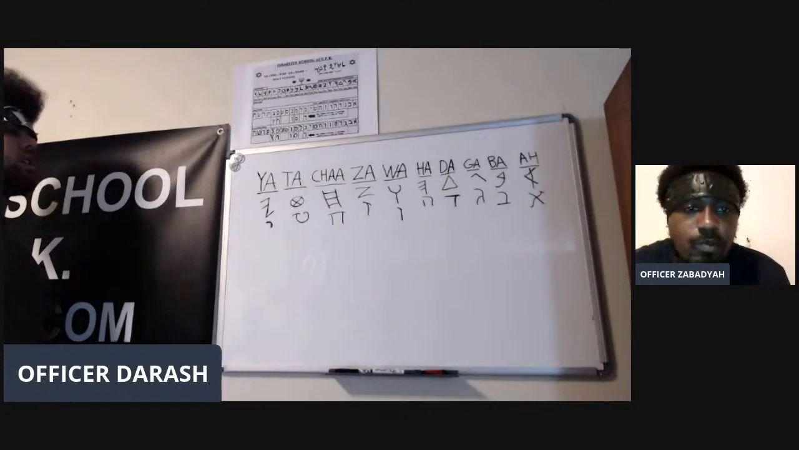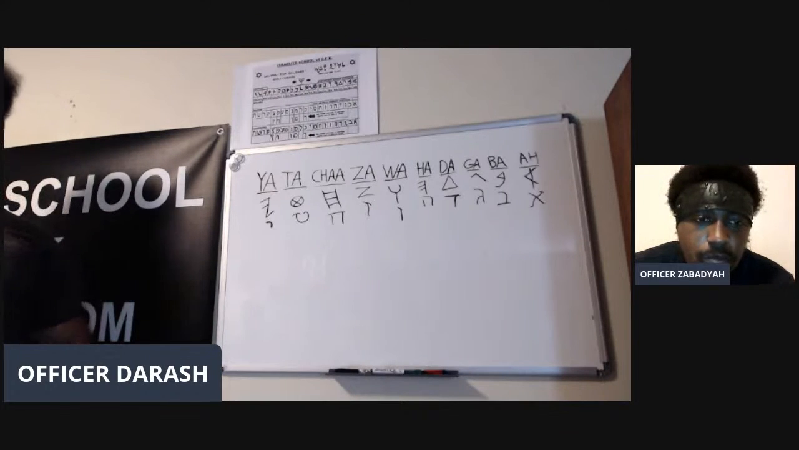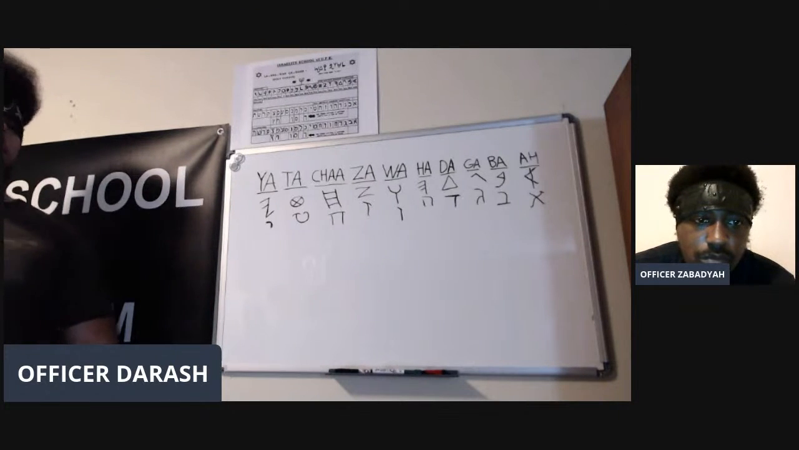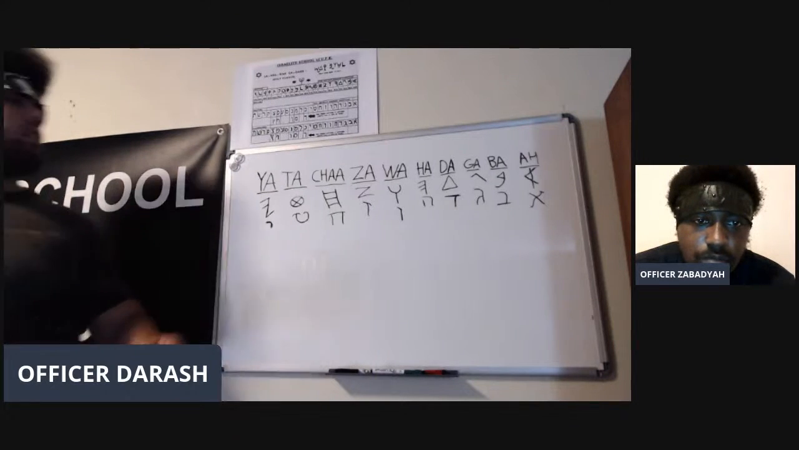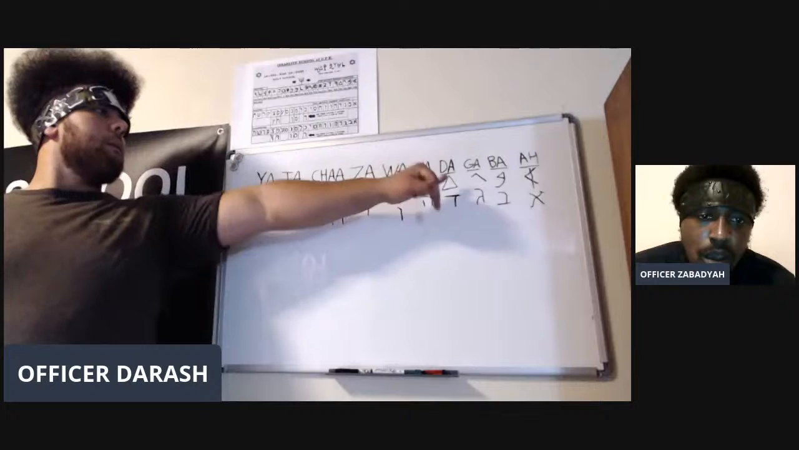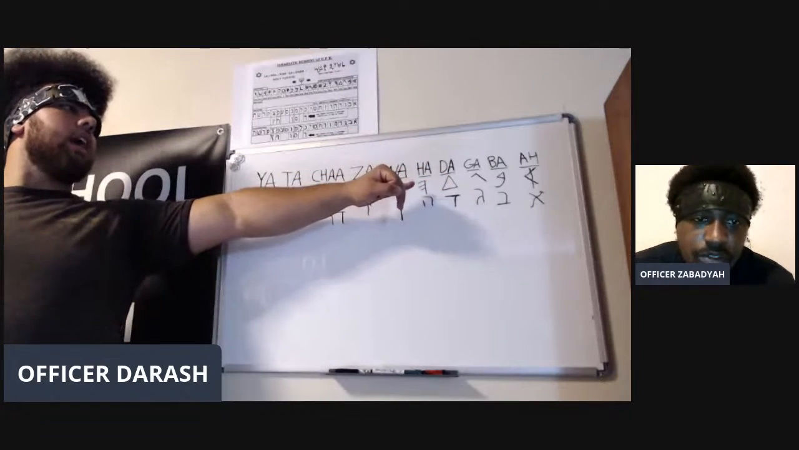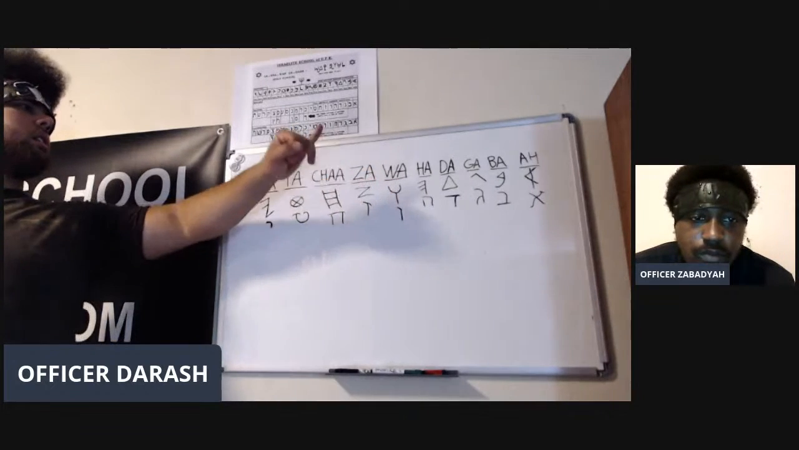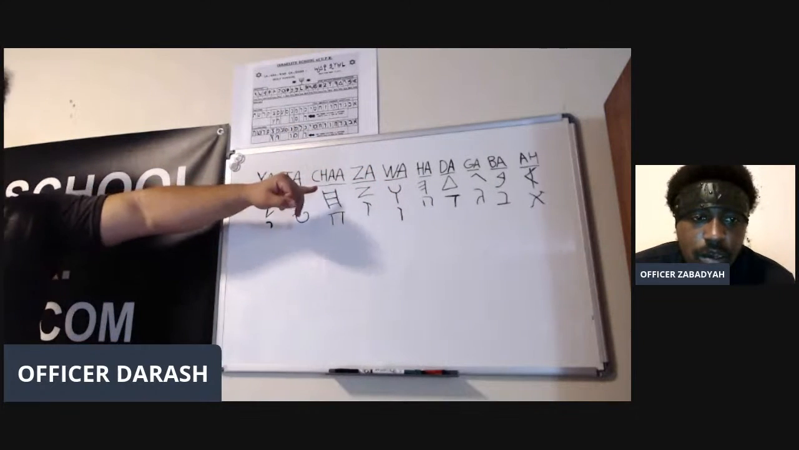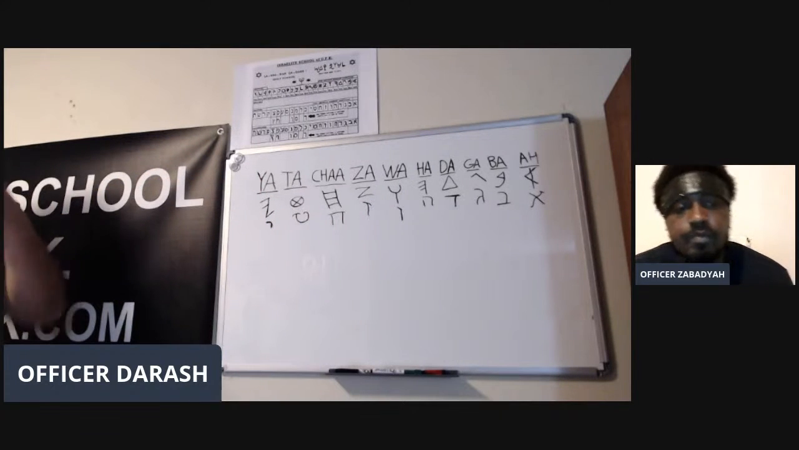All right. Before we move on, we're going to get everybody to pronounce the alphabet, the Lashawan Qadash, together. So repeat after me. Ba. Wa. Da. Ha. Wa. Za. Ka. Ta. And Ya. It's very simple.